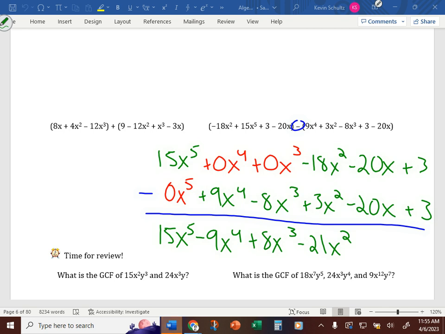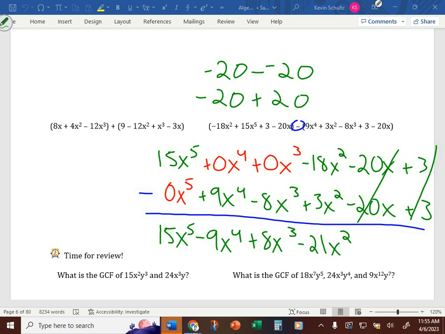Negative 20x minus negative 20x. Let's write that one out here. Negative 20 minus negative 20. What happens to that minus a negative? It's actually adding. So this becomes negative 20 plus 20, which is 0. They cancel out. Nice. And then the constant, 3 minus 3. That's 0 also. 3 minus 3 equals 0. So your final answer with what you have down here, you can't go any further because there are no like terms to combine, and you're done.